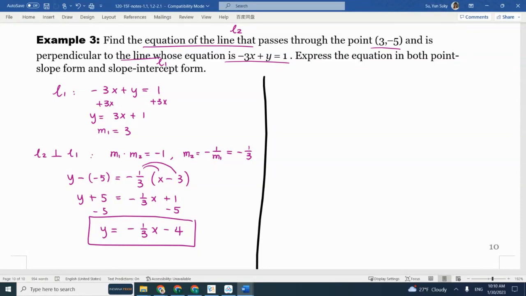Attendance, yes. Okay. Wow, this is the 3rd week so quickly, right? Okay.